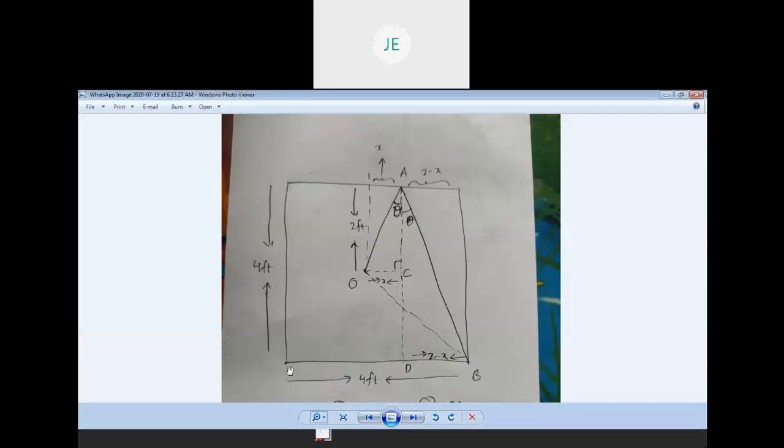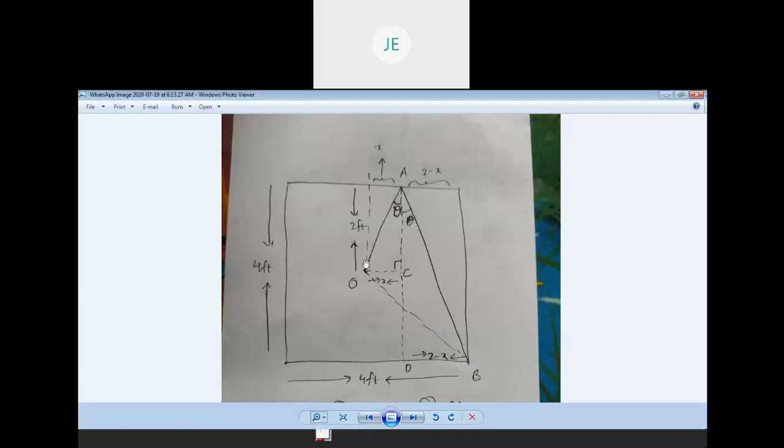Let's consider this as a carom board, 4 feet by 4 feet. It is a square, so the side lengths are equal. Let us take the queen at point O. The striker strikes this queen, it moves to the front edge, then hits the front edge, and then reverses and comes to the hole.